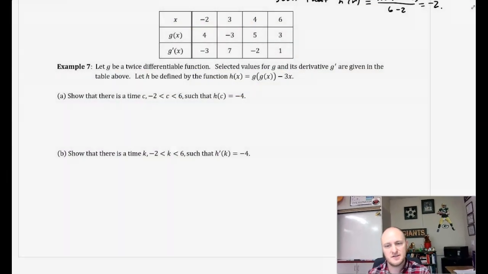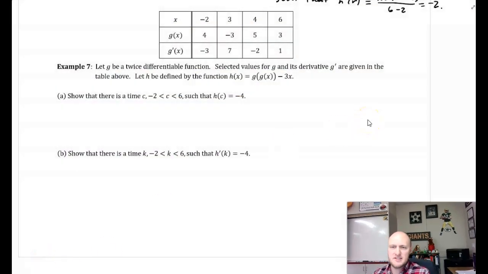In this video, I'm just going to go over example number 7, dealing with a composition of functions from a table of values to apply the mean value theorem, and then also go back to the intermediate value theorem and talk about when we use which existence theorem.